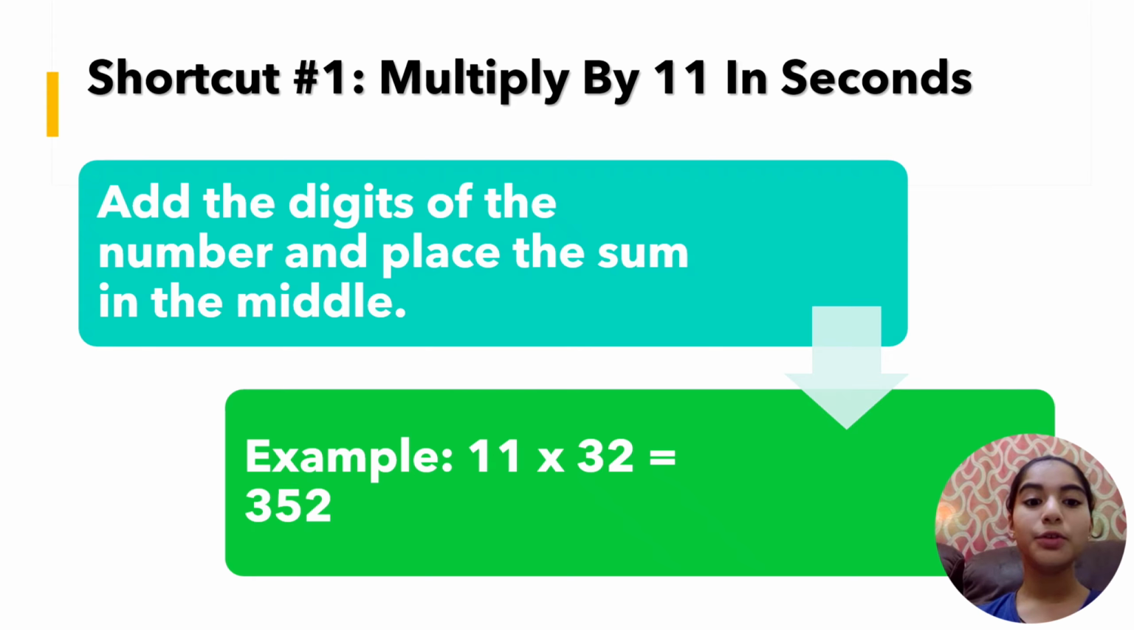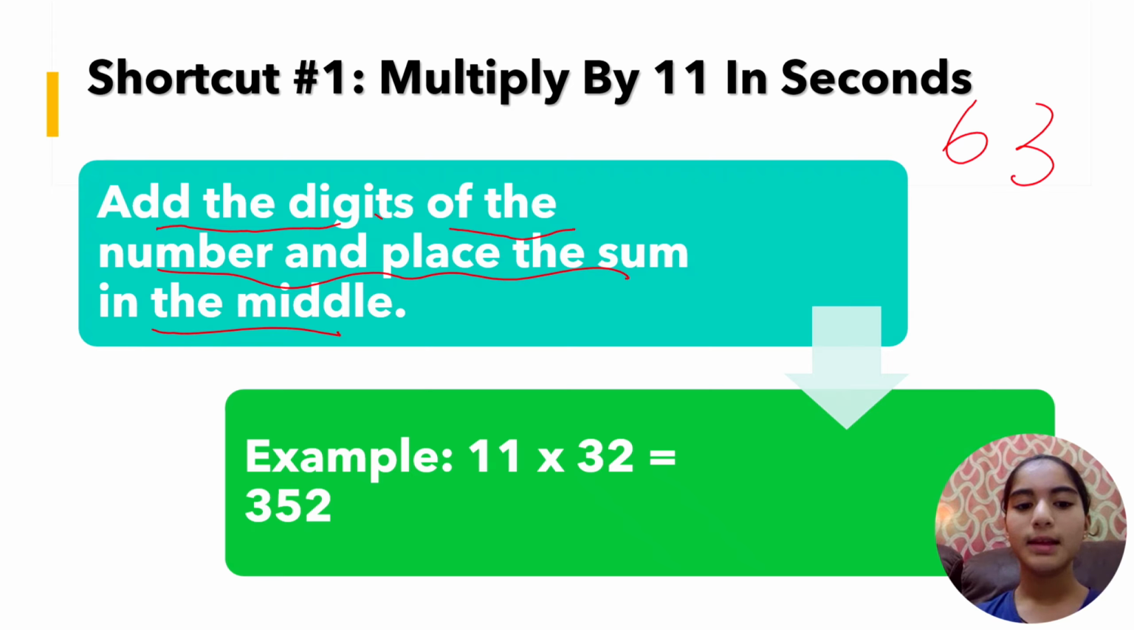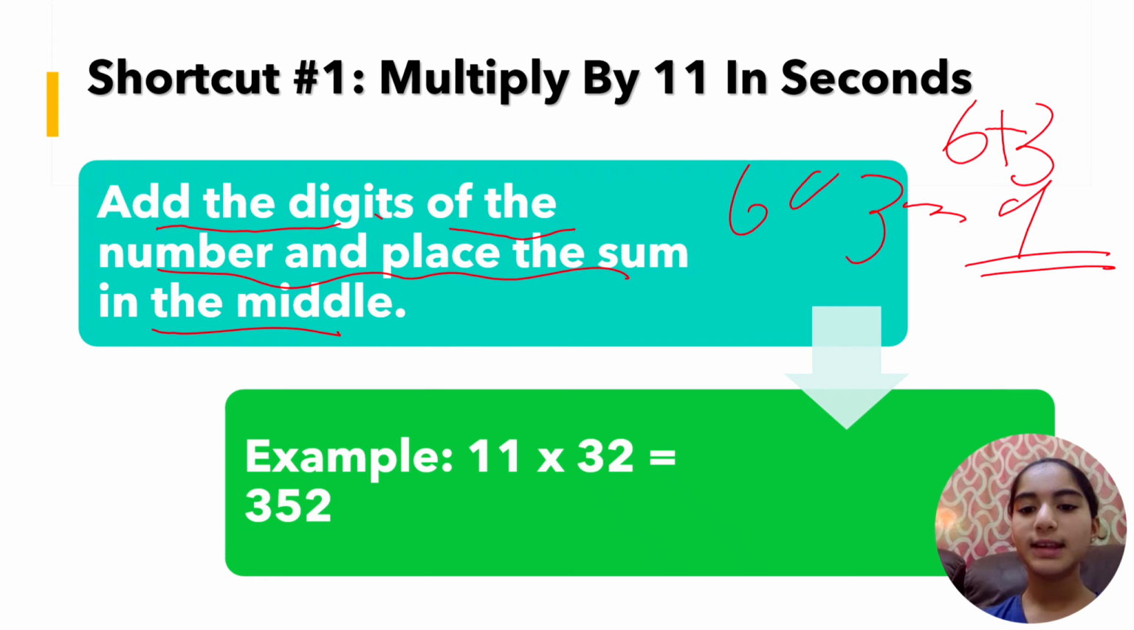Now, let's move into the first shortcut. Multiply by 11 in just seconds. Add the digits of the number and place the sum in the middle. Let's see what that means. So let me take a number like 63. Then I add the digits. So 6 plus 3 is equal to 9. And then I place 9 in between 6 and 3.